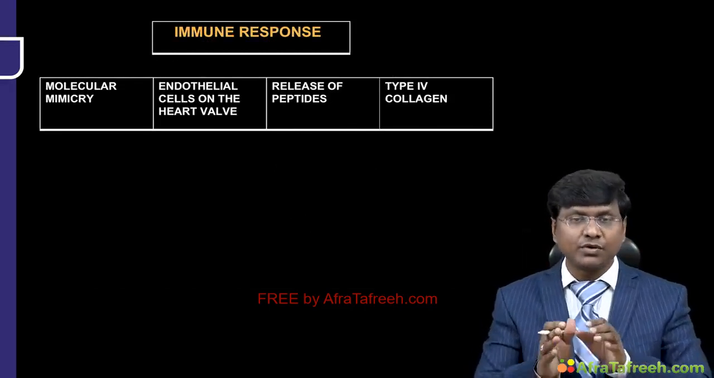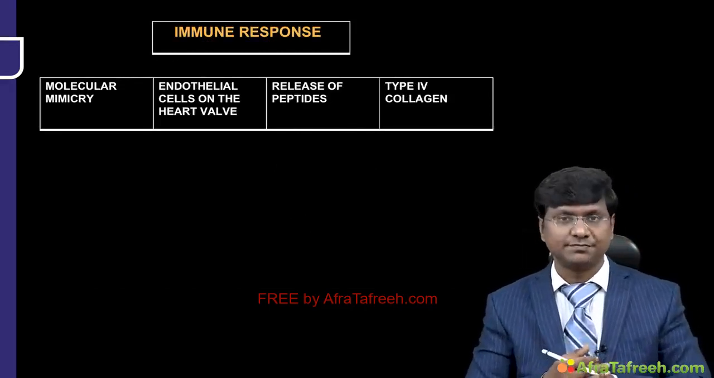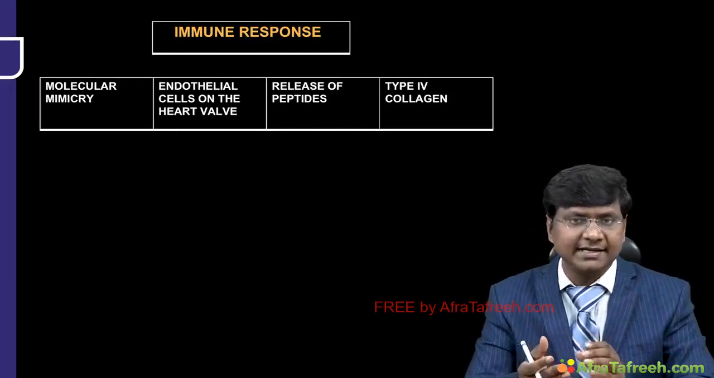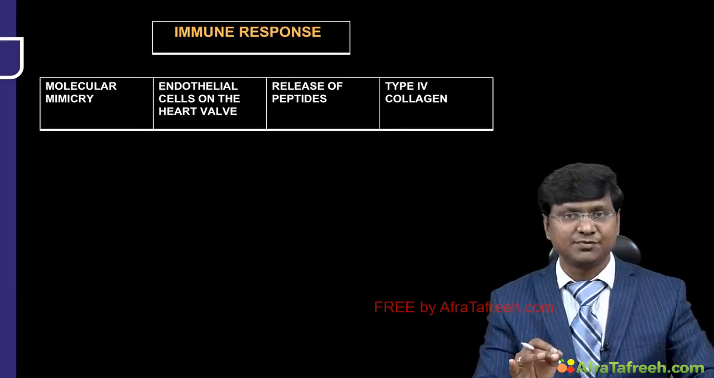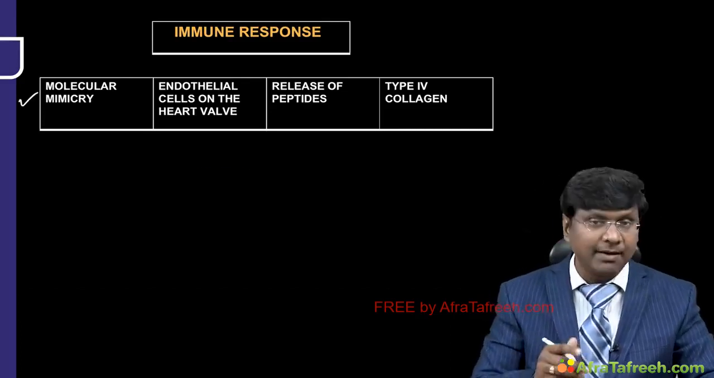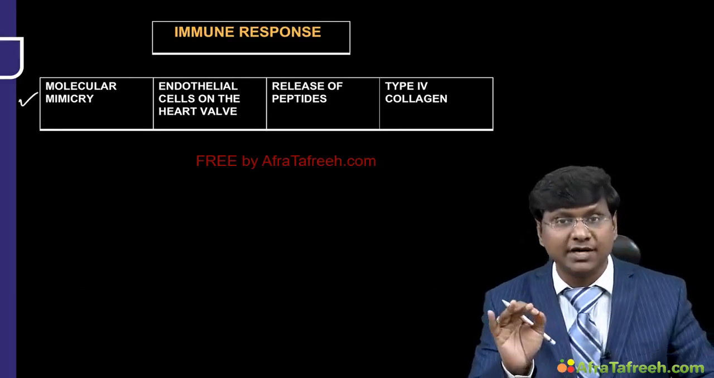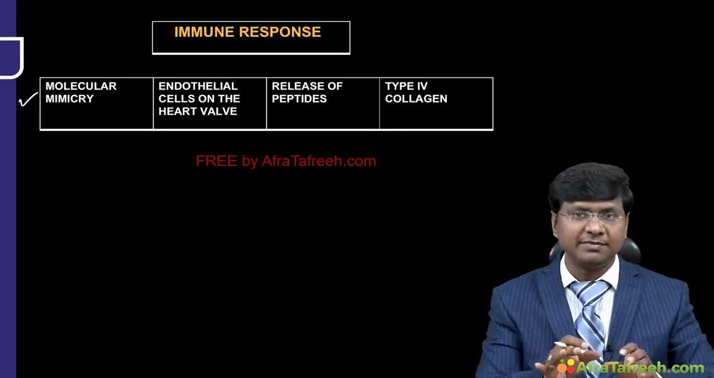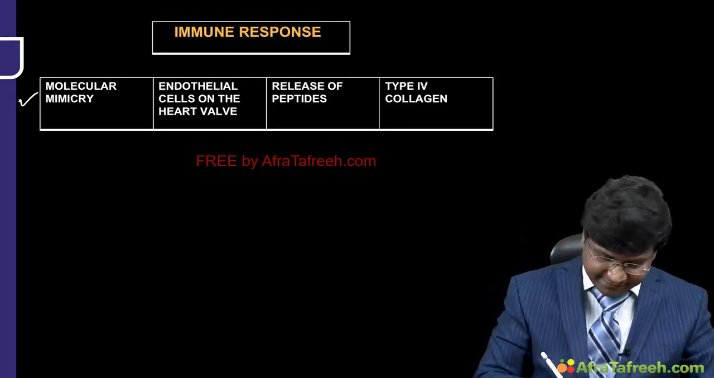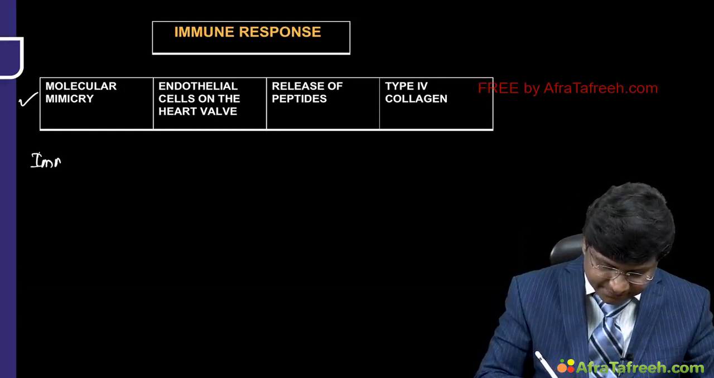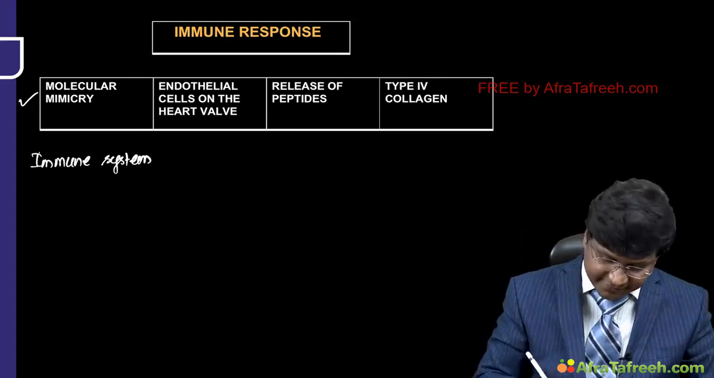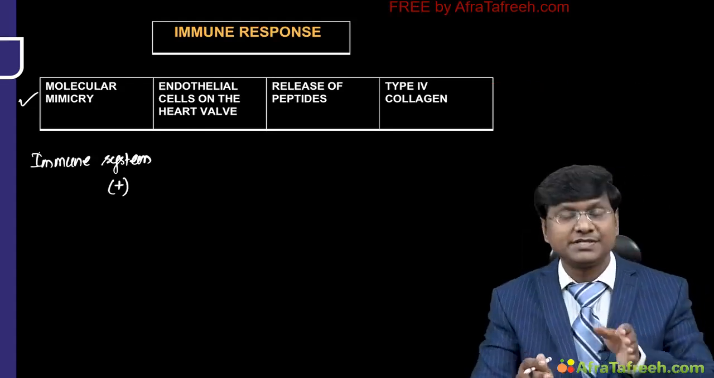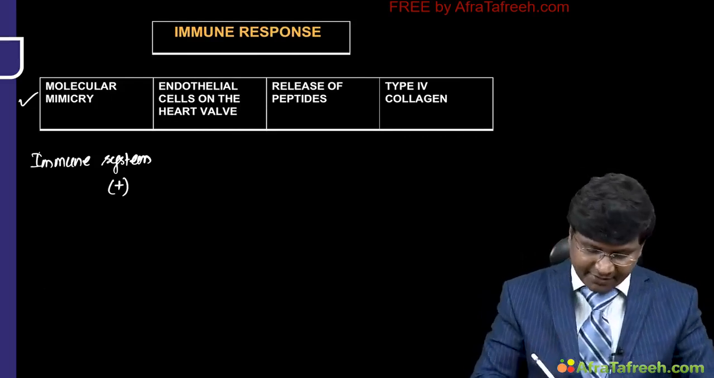Now, you need to know what exactly happens within the host. So what exactly happens in the host? That is the immune response. What is that immune response? You need to understand what is called molecular mimicry. What is this molecular mimicry? Molecular mimicry is that the immune system of the host gets activated.